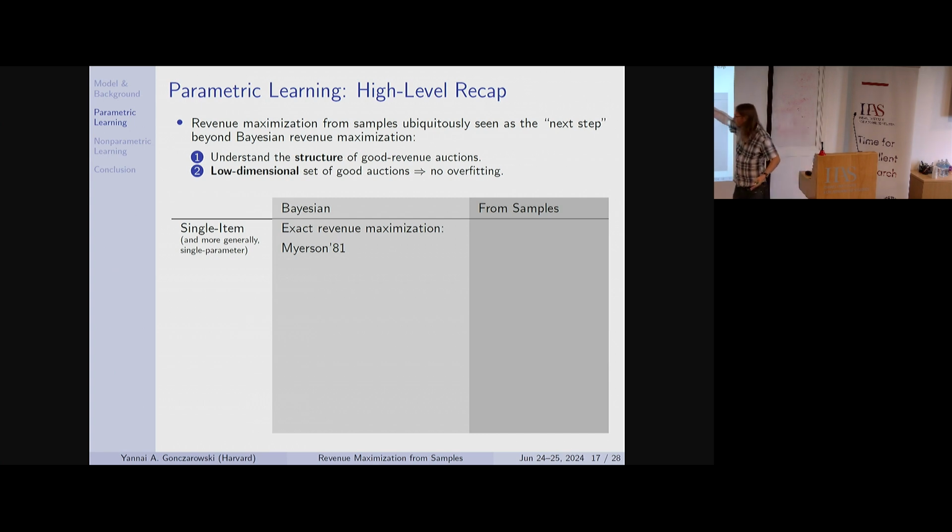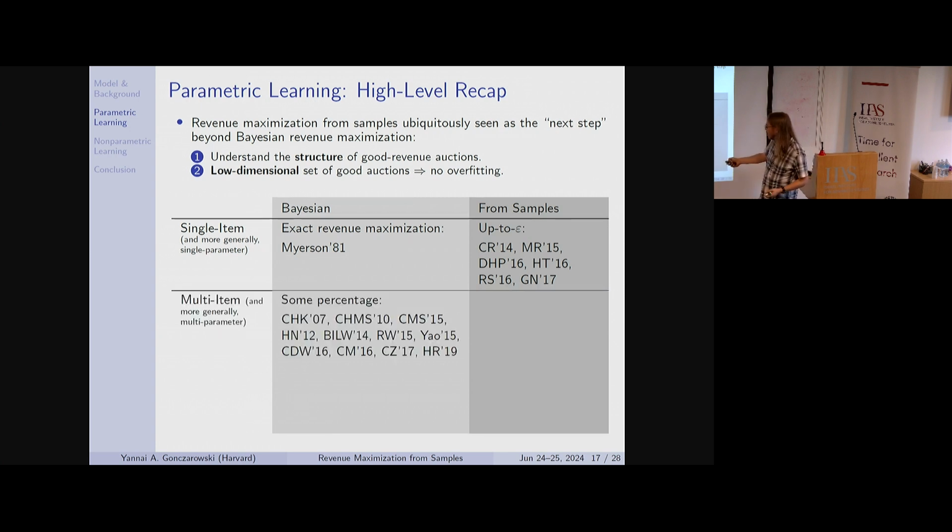For a single item we have Myerson's optimal mechanisms. They are very well structured. And then there are some papers that say, well, let's see how we do this from samples without overfitting. Again, a lot of hard work to make it happen, but that's the general idea.